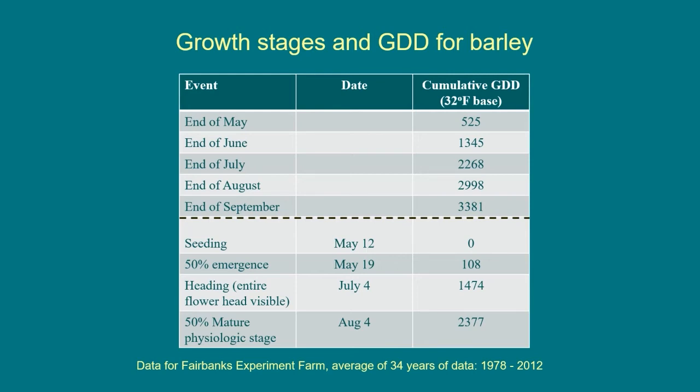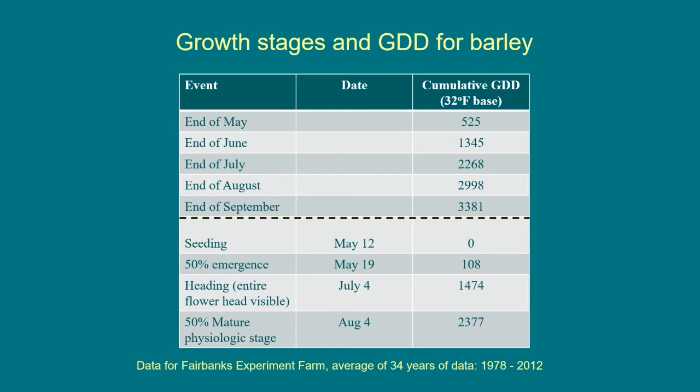emerge. If the growing degree days accumulation is less than 525 units 10 days after seeding, growers have a good idea that this particular variety will probably not mature by the end of the growing season. On average, it takes about 1,474 heat units or growing degree days to reach the heading stage from seeding, and 2,377 growing degree days to reach physiologic maturity.